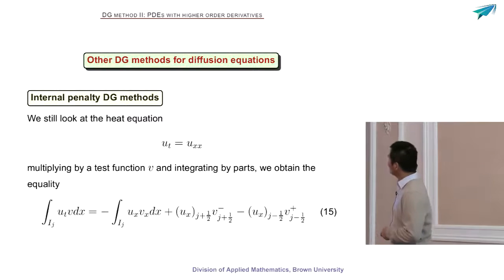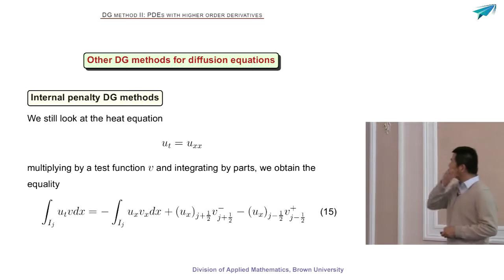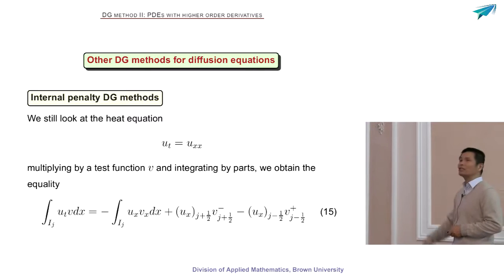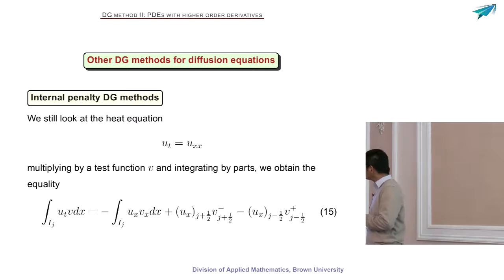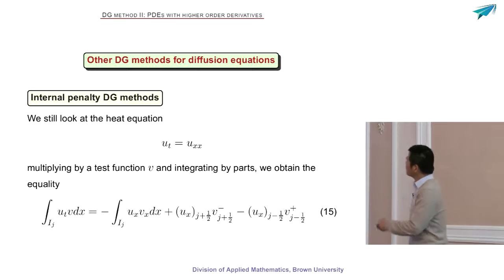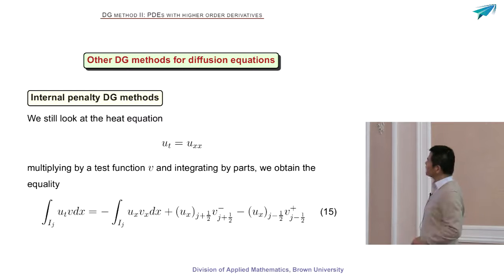Okay. So let us mention several other DG methods for diffusion equations before we break. The first DG method is the LDG, which is a popular method, but there are also several other DG methods for solving diffusion equations. For example, the internal penalty DG methods. It is done this way.